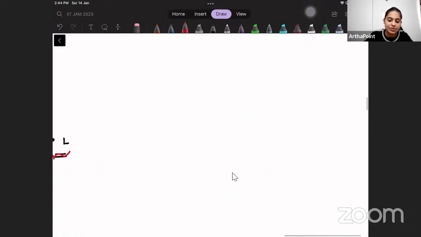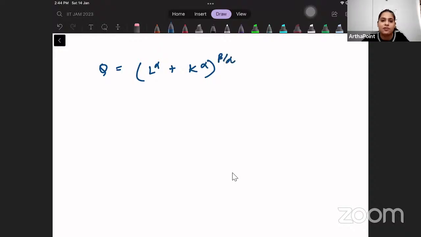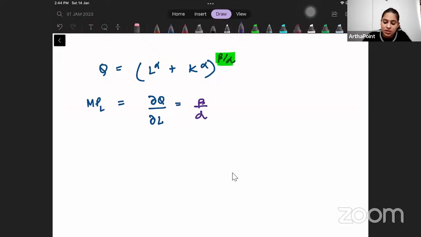Okay, now let's find MPL and MPK. So my Q is L to the power alpha plus K to the power alpha, whole to the power beta by alpha. So MPL is how Q changes as labor changes. I have to differentiate this with respect to L. When I do that, what will I get? The power will come down, beta by alpha. This whole thing will be to the power beta by alpha minus 1, into, I have to apply chain rule, differentiation of only this. So it is going to be alpha, L to the power alpha minus 1.